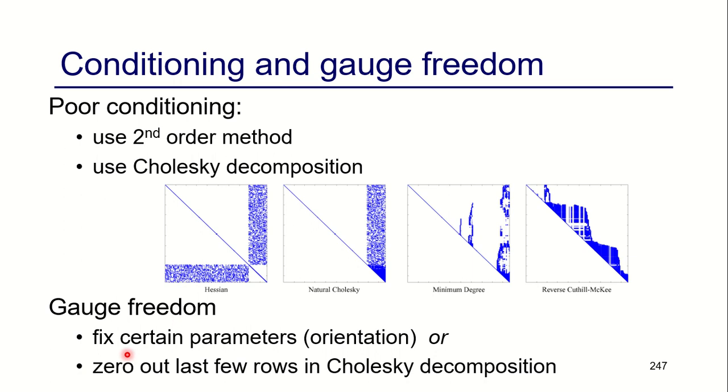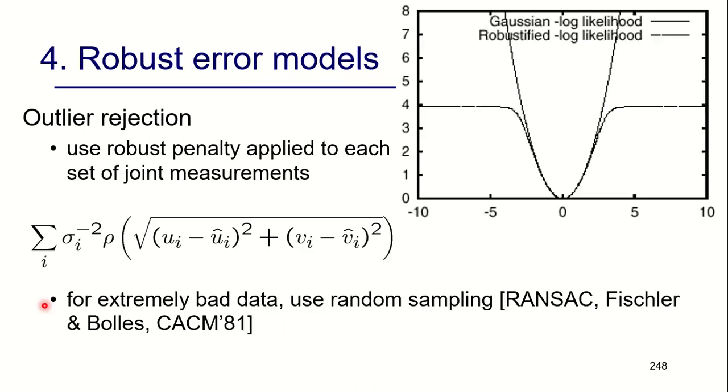And for gauge freedom, we fix certain parameters with respect to the orientation or zero out all the last few rows in the Cholesky decomposition. So these are the two assumptions which are made to achieve the gauge freedom.